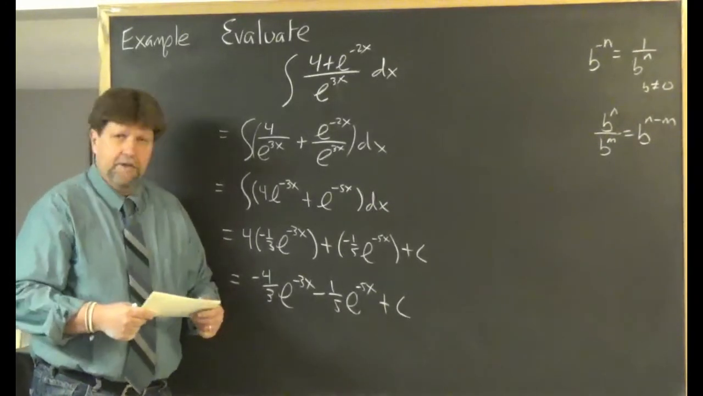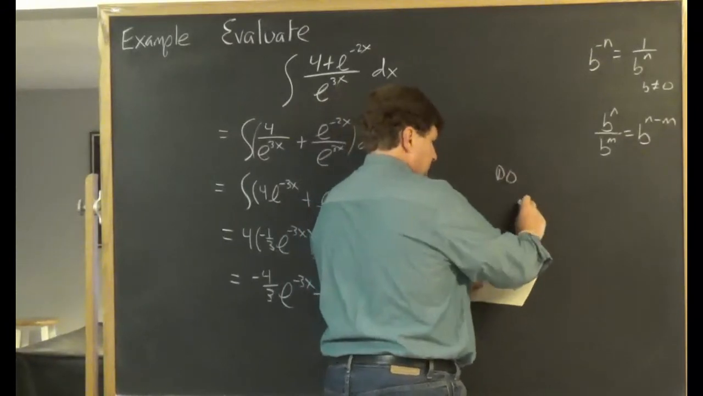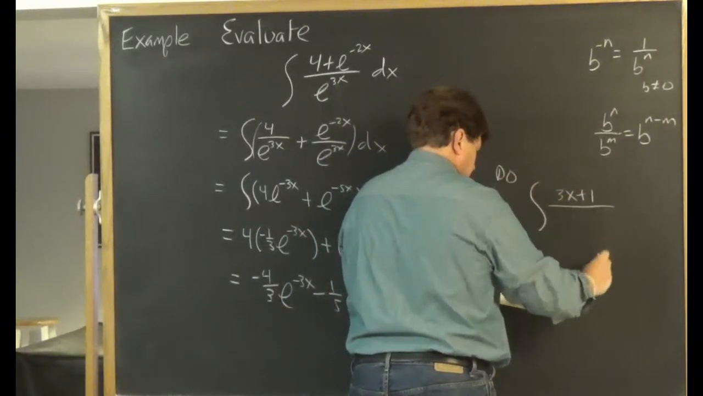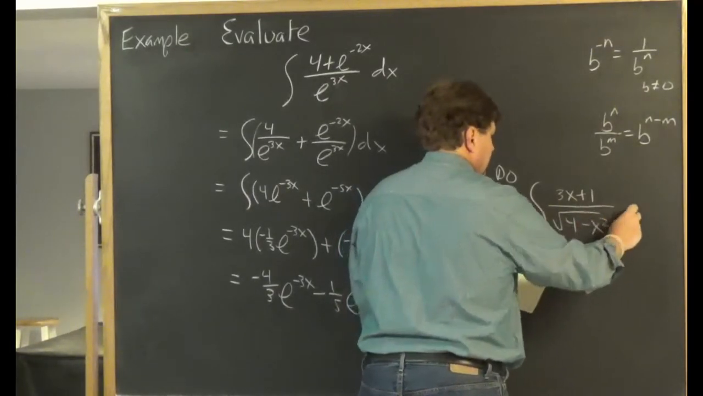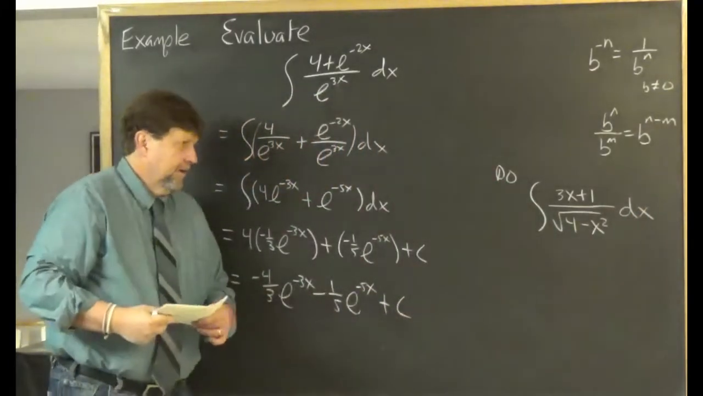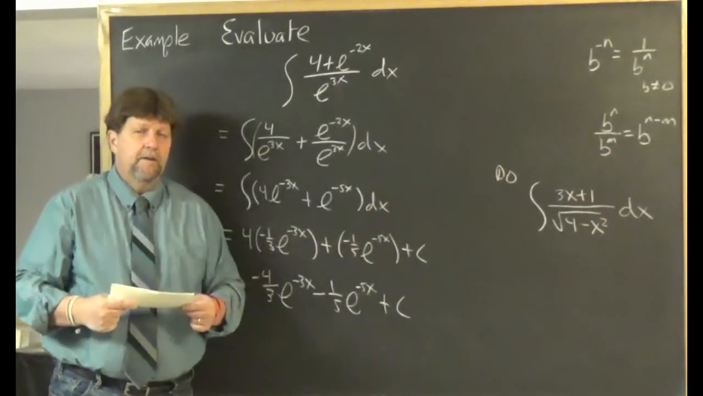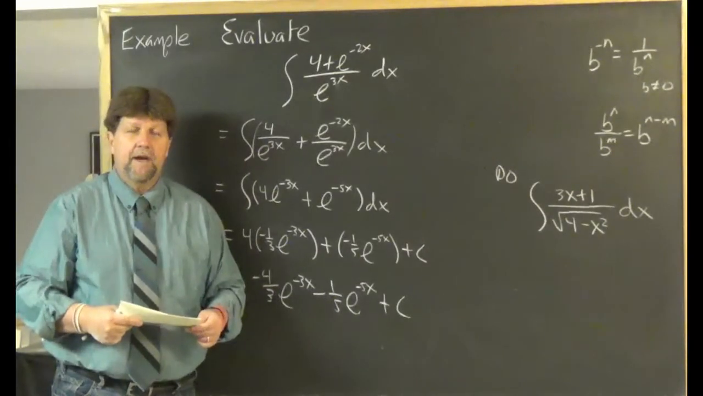All right, here's one I'd like you to try. Let me write it down right here. I'd like you to do the integral of 3x plus 1 over the square root of 4 minus x squared dx. So you know the drill. Pause the video, do that one. Once you're done, restart the video. I'll be here at the board to make sure you did it correctly.